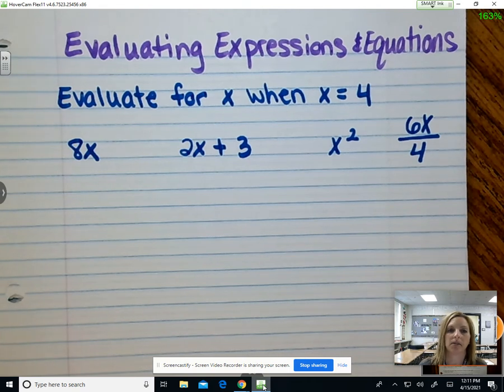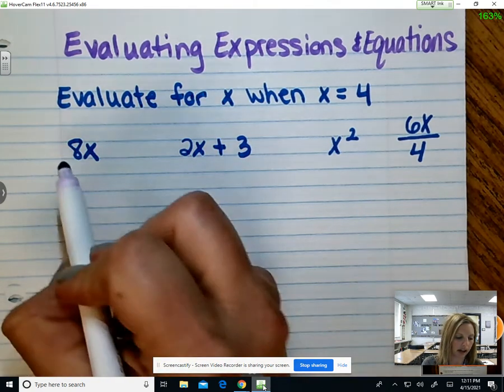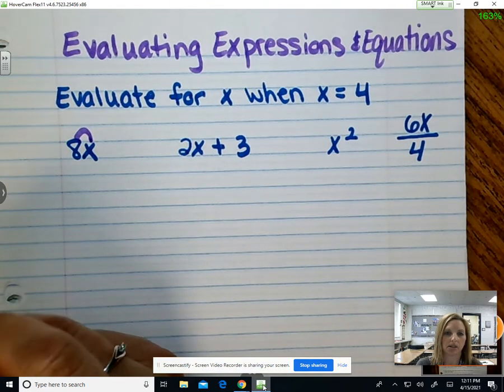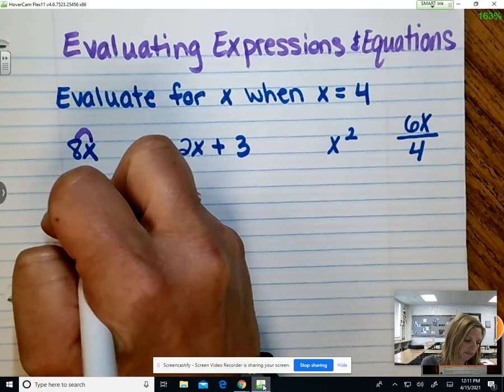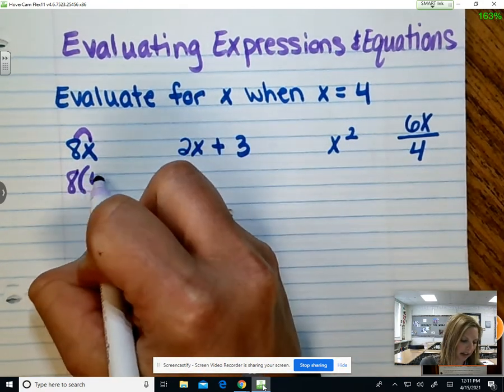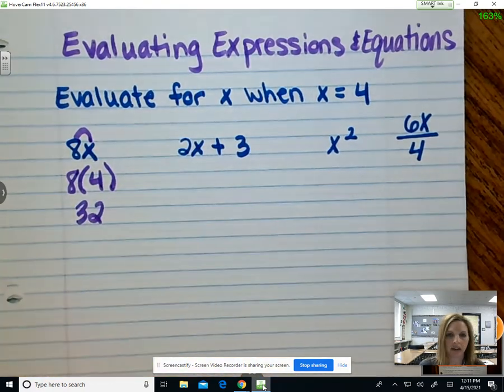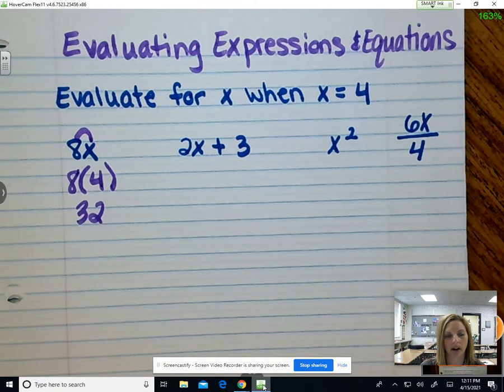It says to evaluate for x when x equals 4. So in each of these problems below, you want to substitute in 4 where you see the x. The first one says 8x. Remember when you have a number and a variable next to each other, that means to multiply. So I'm going to take 8 and substitute 4 in for my x and multiply these together to get 32. Remember, you're going to do your work one step under the other. So ultimately your answer is the last thing you'll see in your last step here.